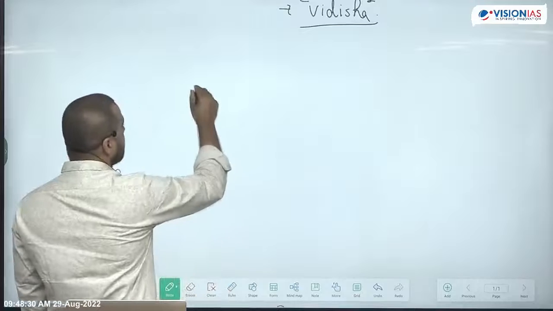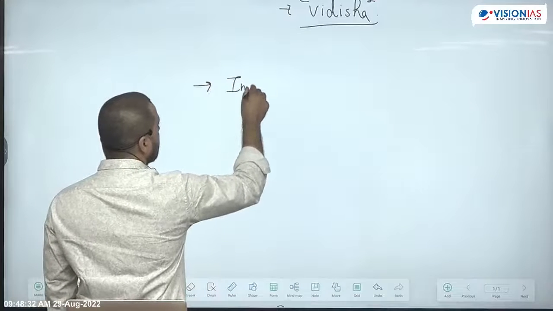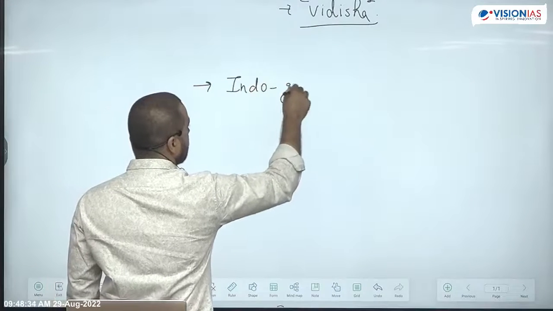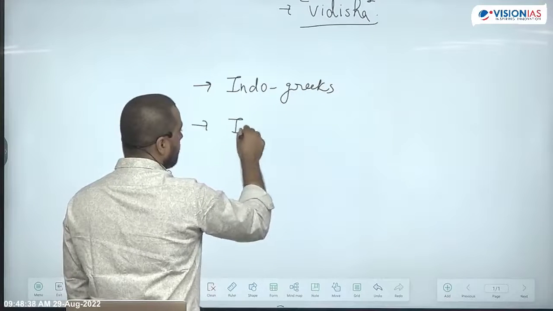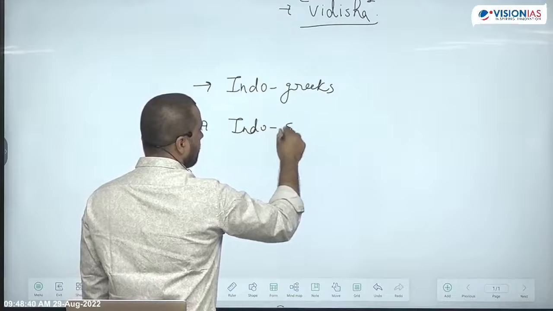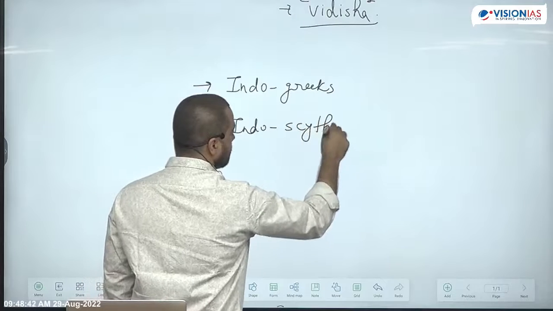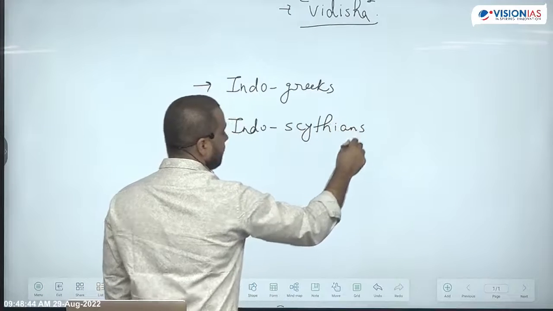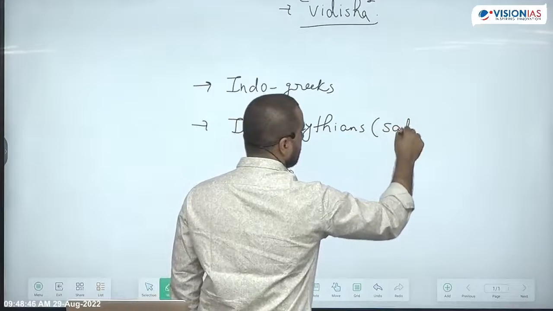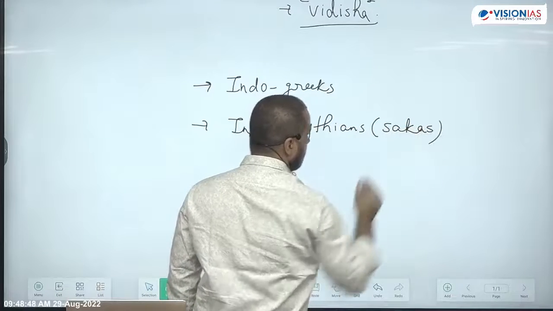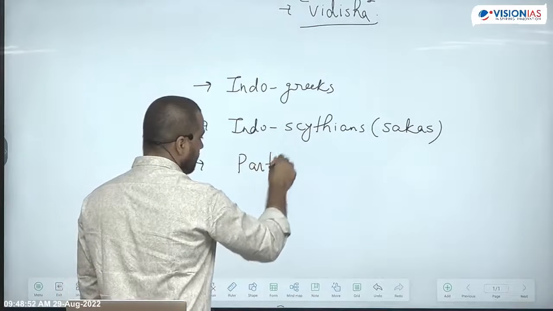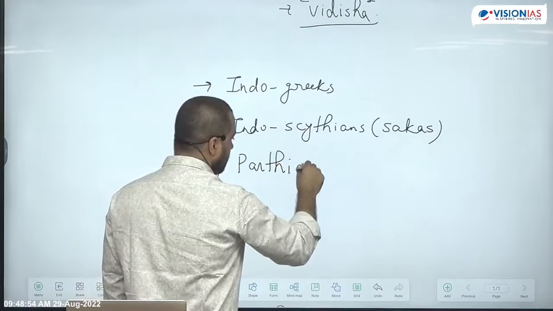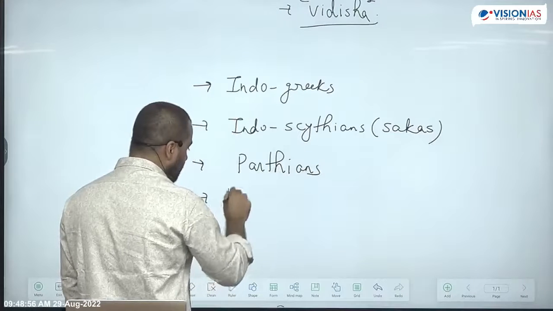So 4 groups of people who are called Indo-Greeks, Indo-Scythians, or simply Sakas, Parthians, and Kushanas.